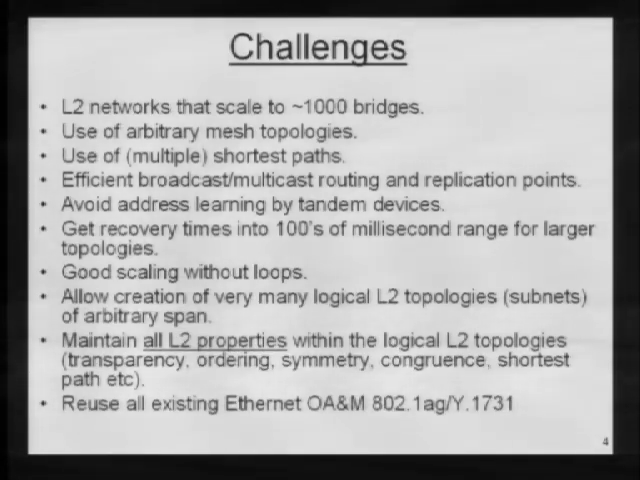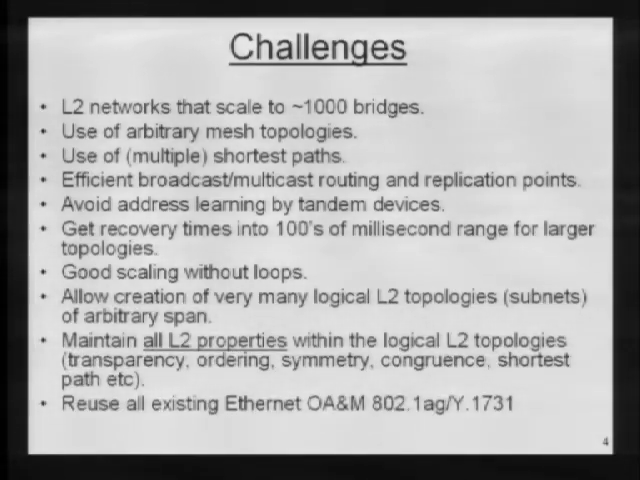I'd like to avoid address learning by any of the tandem switches. I just want to do address learning at the edges to allow the core of this network to scale. And I'd like to get my recovery times into the hundreds of milliseconds range. I'd like to do this all without looping, and I'd like to do it not only physically but logically, with many hundreds or thousands or tens of thousands of layer 2 VPNs or subnets, essentially. And while I'm doing this, I want to maintain all the existing properties that we have with layer 2 today.